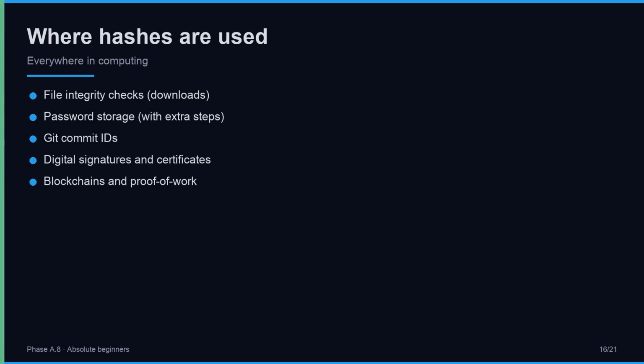Hashes are everywhere once you start looking. When you download a large file, the publisher often publishes a SHA-256 hash alongside it. You hash your download and compare. Passwords are stored as hashes, never as plain text. We have a whole lesson on that next. Every Git commit is identified by a SHA-1 hash of its contents. Digital signatures and TLS certificates rely on hashes. Blockchains chain blocks by hashing the previous block. One idea, infinite uses.